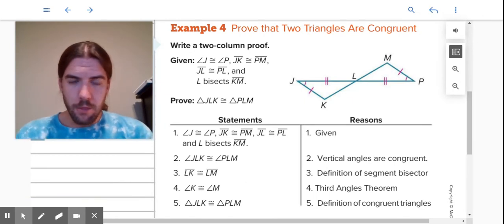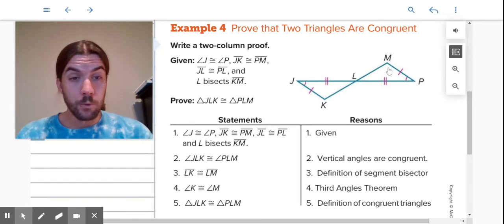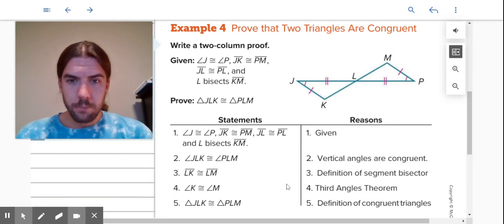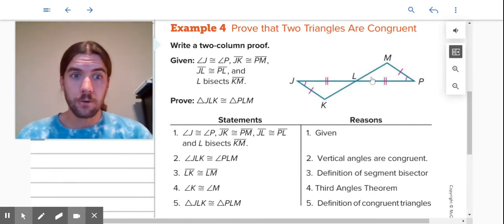Okay. The third angles theorem would tell us that angle K and angle M are the same. And we can say that because we've already shown that these little angles are the same. We've been given that these outer angles are the same, which only leaves us our third angle, angle K and angle M, to be the same as well. Therefore, because all of our angles and all of our side lengths have congruent partners, that means that those two triangles are themselves congruent triangles.